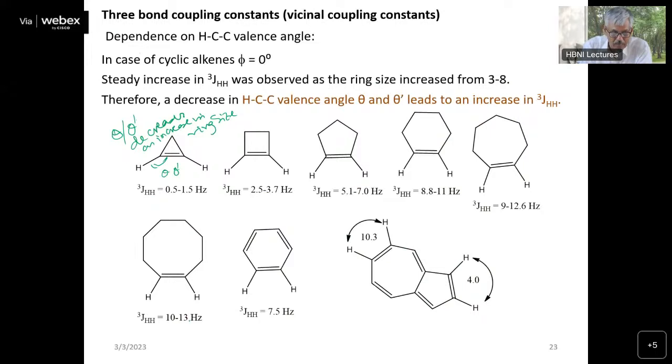I have shown up to an 8-member ring. It is now around 10 to 13 hertz, and after that it more or less remains constant. You see benzene, because of this, theta is different. It is 7.5. Here, this is a 7-member aromatic, it is 10.3. When it is a 5-member aromatic, it is 4.0. So as the ring size is increasing, the coupling constant is increasing. So it is inversely proportional to theta and theta dash.